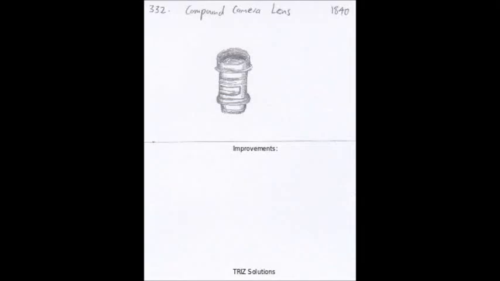The compound camera lens, also known as the anastigmatic lens, was invented by several people in the late 19th century and improved upon over time. This type of lens allowed for sharper and clearer images to be captured, with less distortion at the edges of the image. It revolutionized the field of photography, making it possible to capture more accurate and detailed images for scientific, artistic, and practical purposes. Before the compound lens, most camera lenses were simple, with a single lens element.